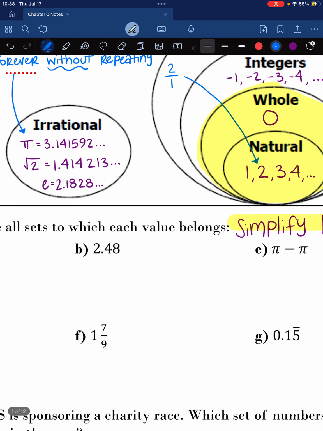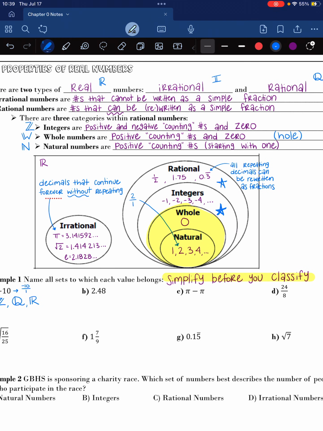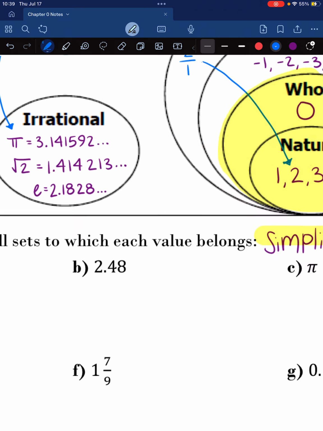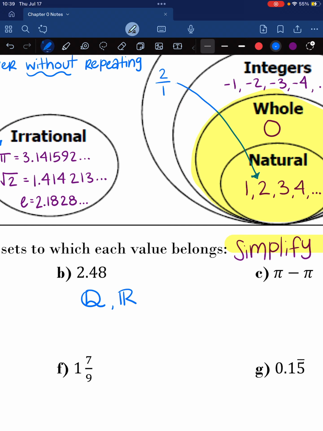Okay, 2.48. This is simplified, it's just a decimal, but I know that all terminating decimals, that end, could be rewritten as a fraction. I don't have to know what that is, but I do just need to know that it could be. Okay, so I'm going to go ahead and classify this as a rational number here. So that's going to get a Q. And all numbers we talk about are going to be real for now.